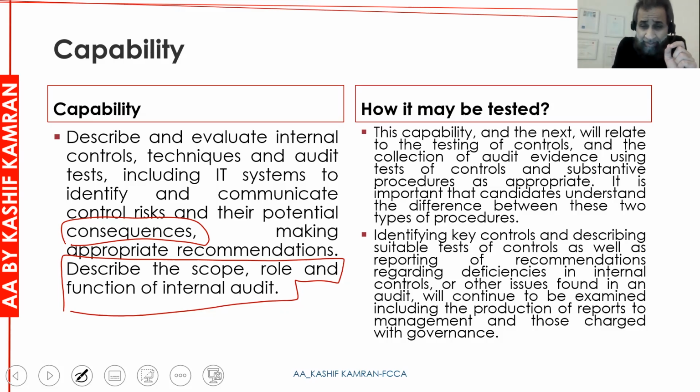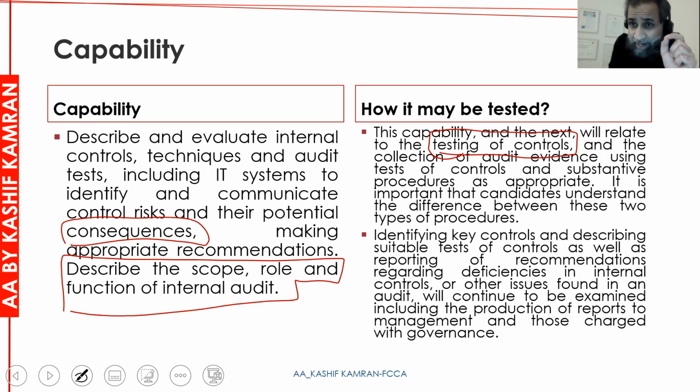Now, on the right-hand side, how it may be tested. This capability and the next, which is syllabus area D, will relate to the testing of controls. So the examiner will ask you a lot of questions on testing of controls, which I have just marked as a critical syllabus area, and the collection of audit evidence using tests of controls and substantive procedures. Substantive procedure is the next syllabus area, which is D. So the examiner is saying this capability and the next one will ask you to do the test of controls and the substantive procedures.